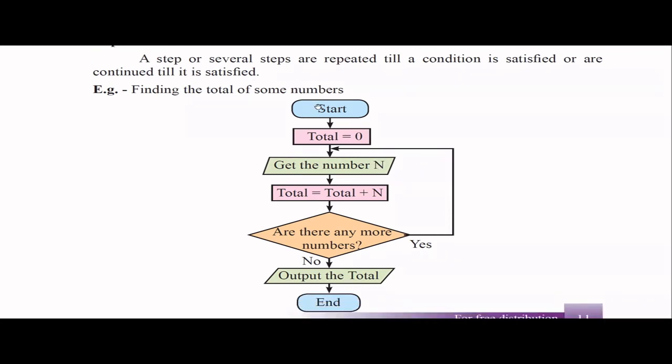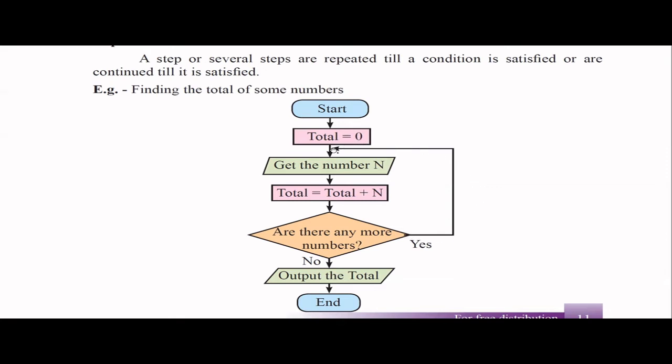You start, your total is 0, right? Then you get the number, first number. For example, they will think that number is 2. So you add 2 to the total. Initially total is 0. So 0 plus 2, you get the total as 2. Then you have to check a condition. Are there any more numbers? Yes, we have 5 numbers to add. Yes. If it is yes, it will go here.